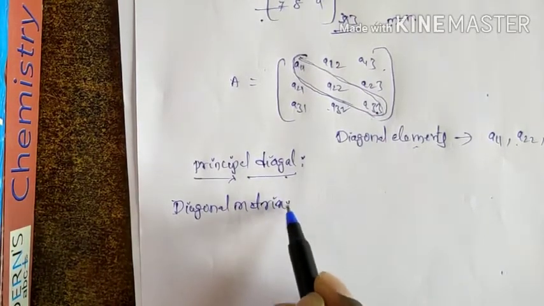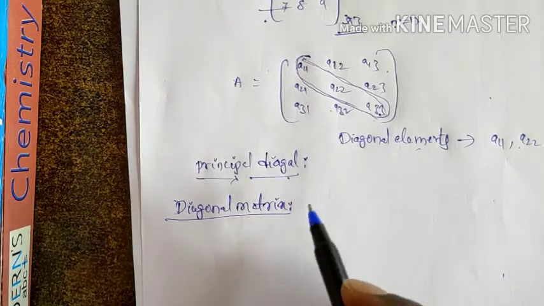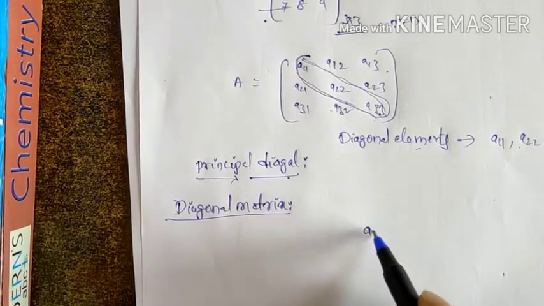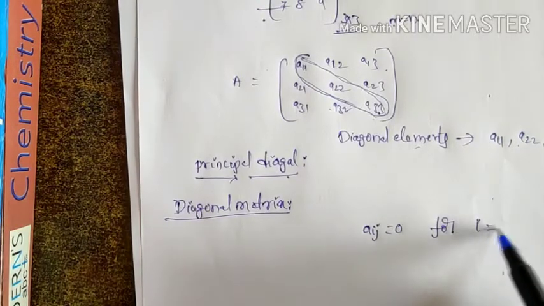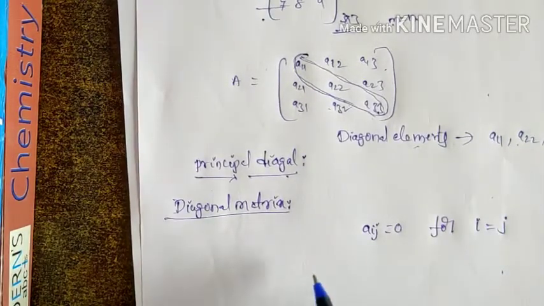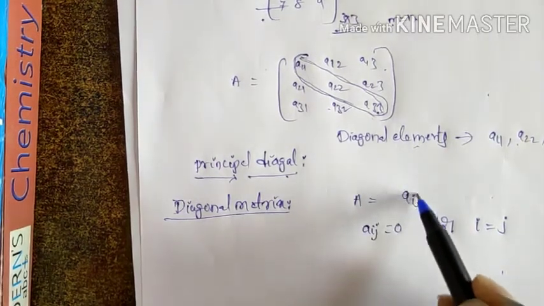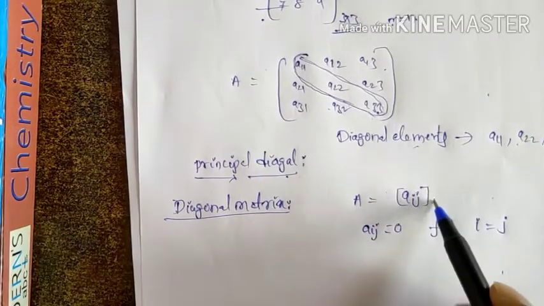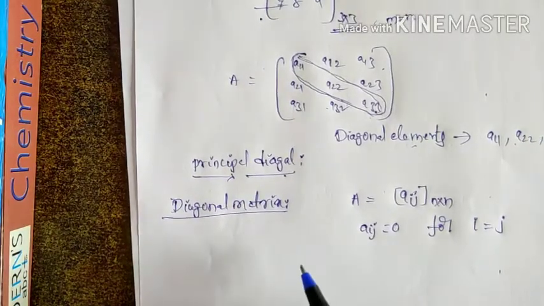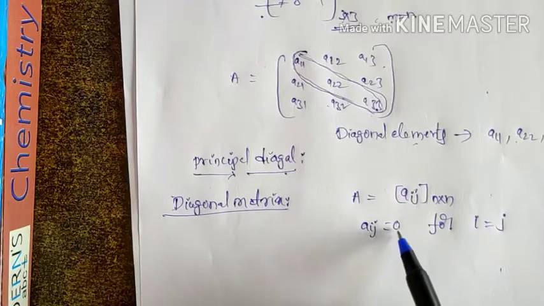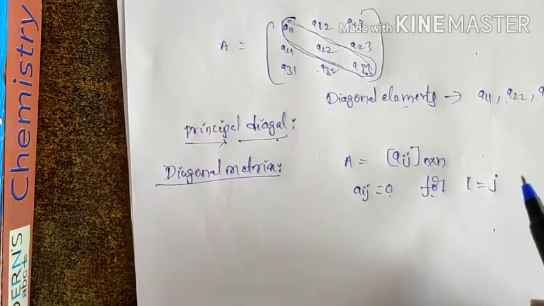Okay, a square matrix is said to be a diagonal matrix if all the non-diagonal elements are 0. That means Aij is equal to 0 for i is not equal to j. You want to see the definition again. A square matrix A is equal to Aij, n by n, is called a diagonal matrix if all the non-diagonal elements are 0. If Aij is equal to 0 for i is not equal to j, right?